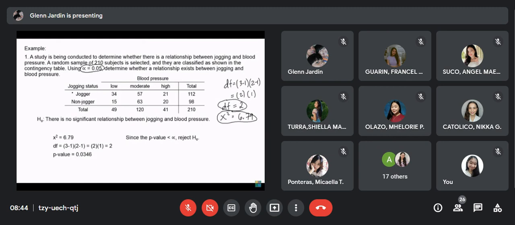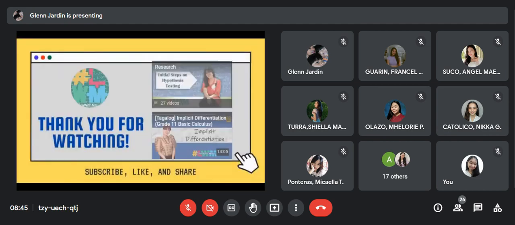So we reject this null hypothesis, and we should say that there is a significant relationship between jogging and blood pressure. So that's it kung paano tayo gumamit ng chi-square test for independence.